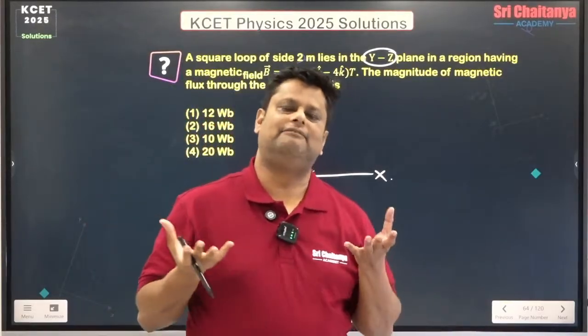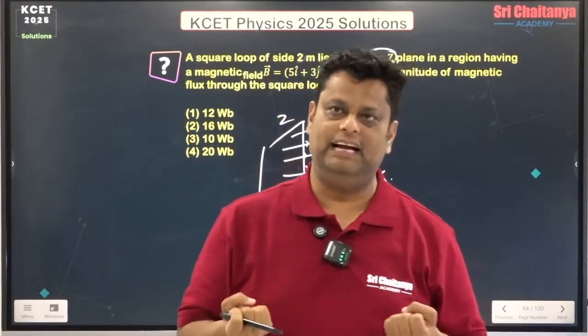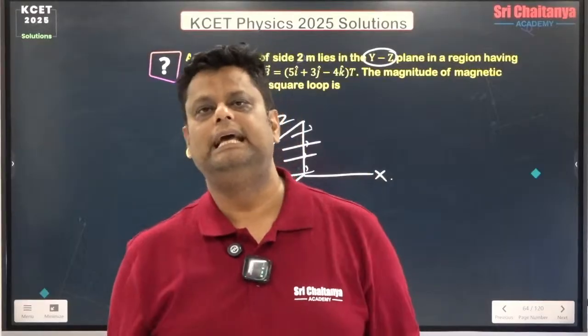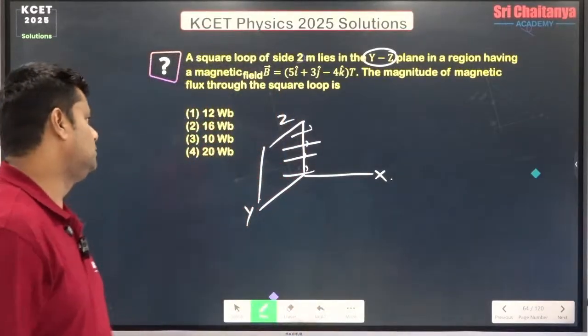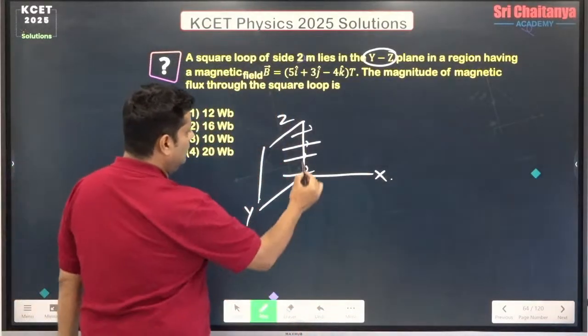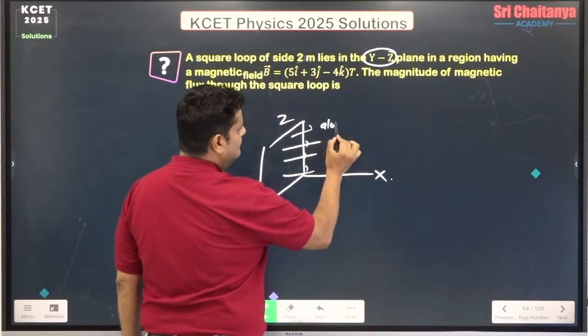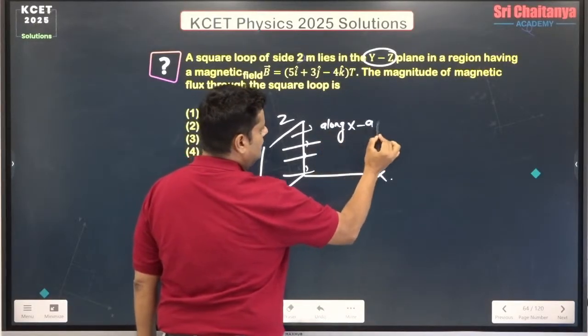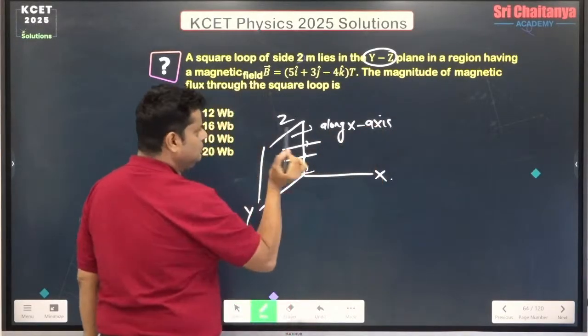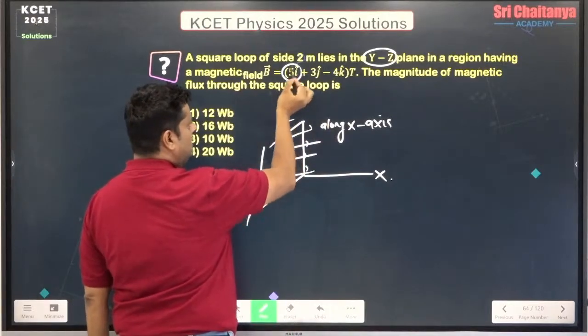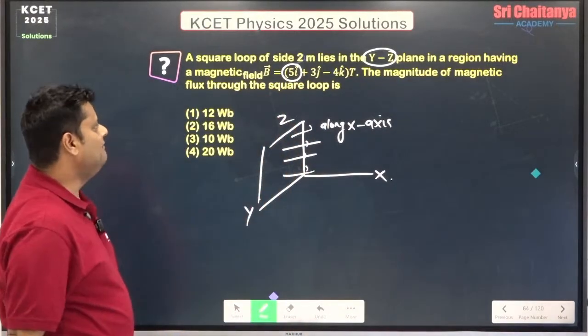It is very clear that flux is always considered for the field lines which are moving normal to the loop area, normal to this square plane. So we consider only the magnetic field along the x-axis. This is the crux of this question, along the x-axis. What does it mean? We require this 5i only.